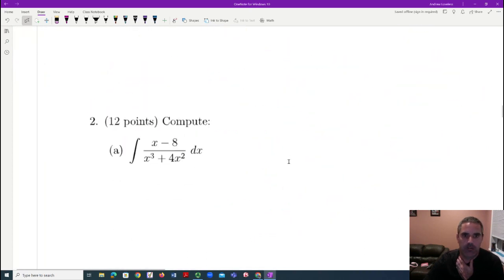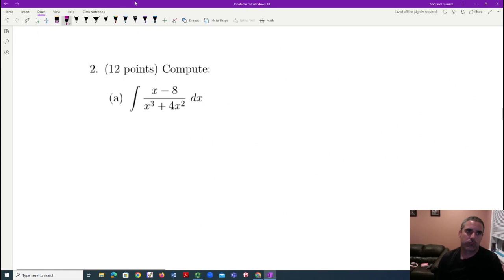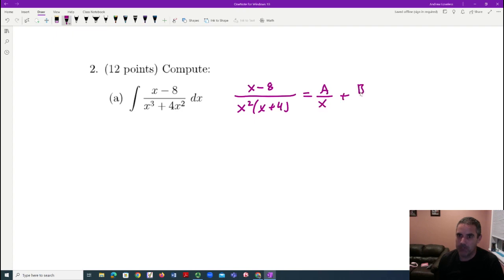So now we're going to page 2A. So pause. This should jump out at you. It's already reduced. The power on top is 1. The power on bottom is 3. And now we should factor the denominator. Let's get this erased. And so the very next step would be to write x minus 8 over, and that looks like x squared, x plus 4. And we've done several examples like this. This might even be an example I did in class.